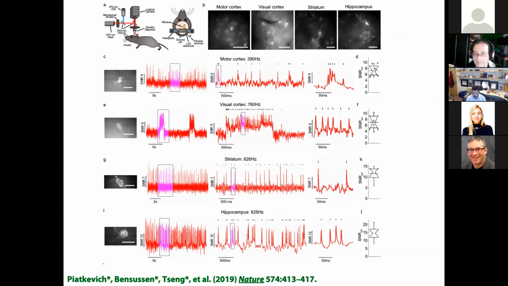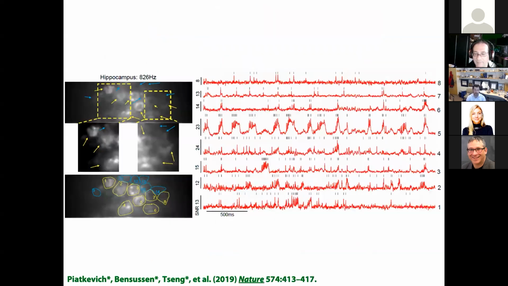And what that means is you can image many cells, right? Because cameras have many pixels. Here's an example in an awake behaving mouse where we're imaging 8 neurons and seeing activity in their brains.